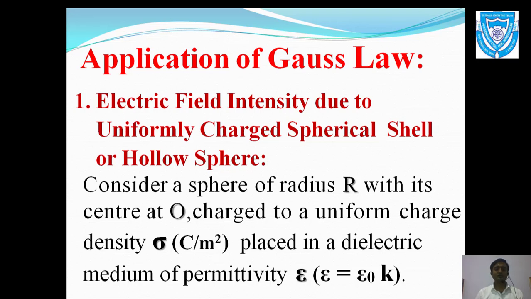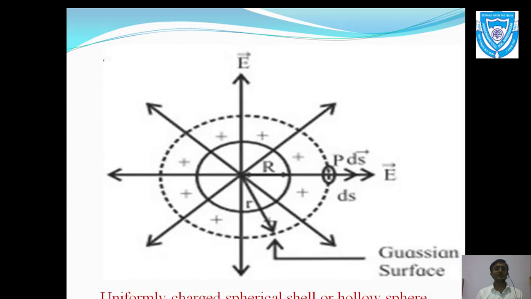You can write in your own words, but the systematic way will be: consider a sphere of radius capital R with its center at O, charged to a uniform surface charge density sigma. The unit for surface charge density is coulomb per meter square, placed in a dielectric medium of permittivity epsilon. And you know the formula for epsilon, that is epsilon is equal to epsilon naught K, where epsilon naught is the permittivity of free space and K is the dielectric constant. Now this is the diagram.